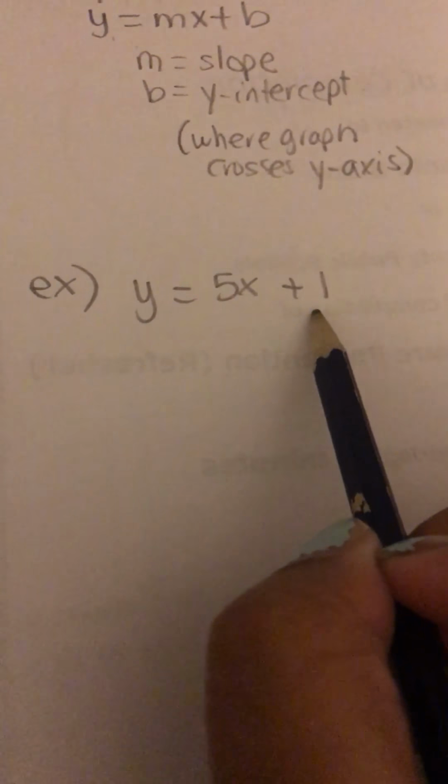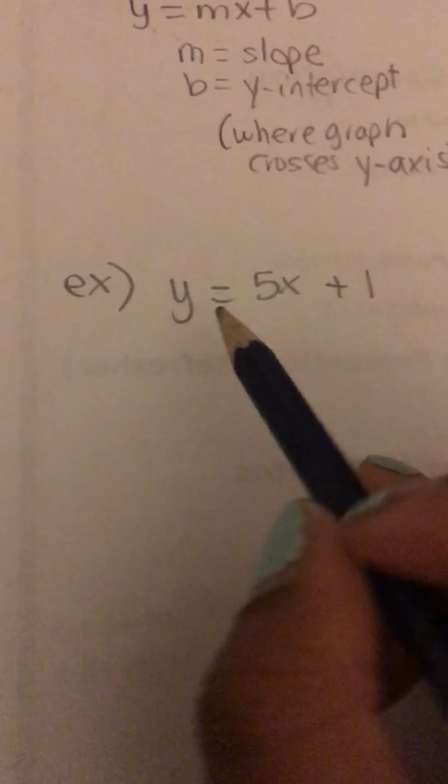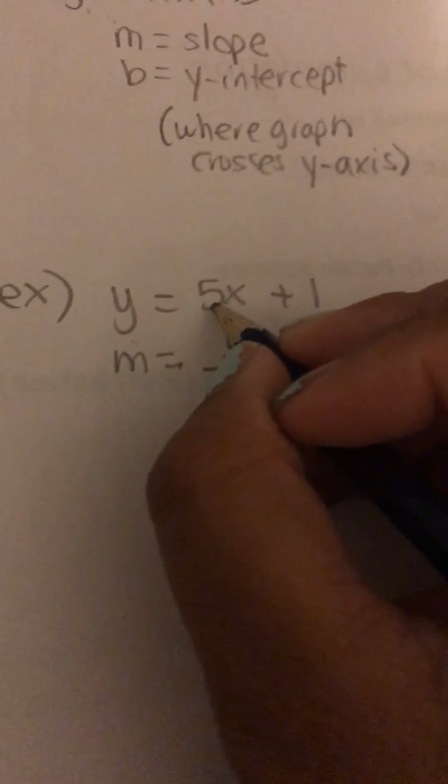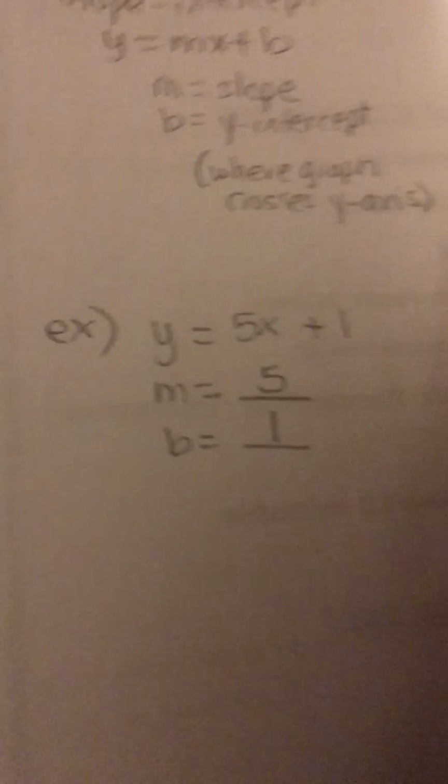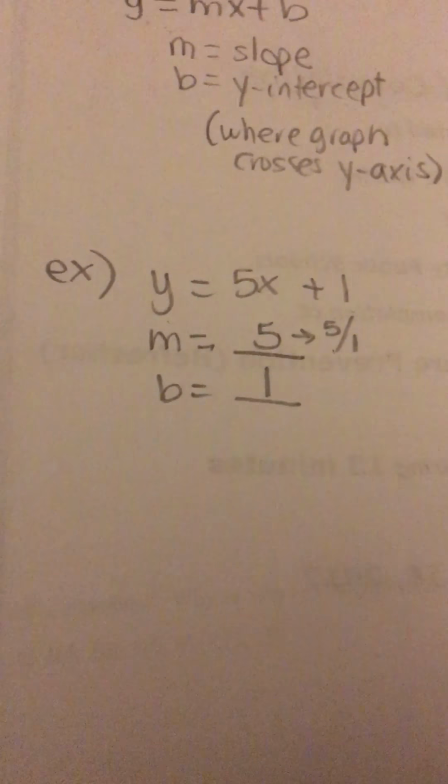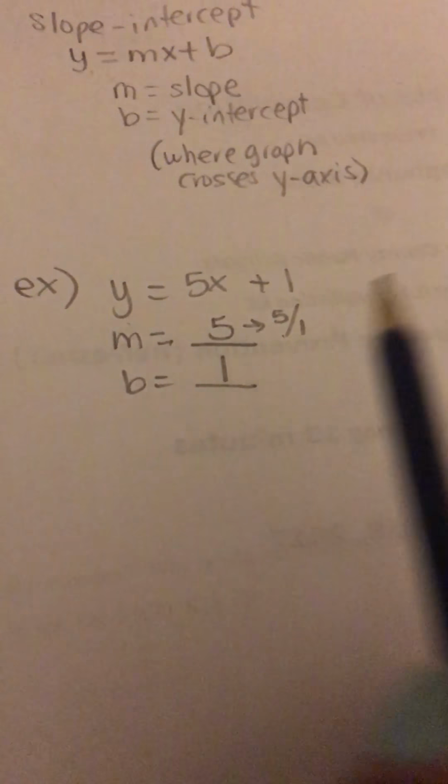So if we have this, it is in slope-intercept form, so it's okay because it says y equals. So if we were to label, our slope would be 5. It's always the first number. And our y-intercept, where the graph crosses the y-axis, would be at 1. So remember I told you that your slope should always be a fraction, so you can convert that to 5 over 1.